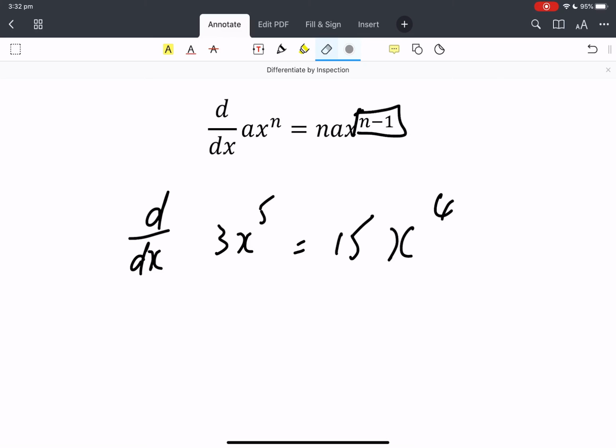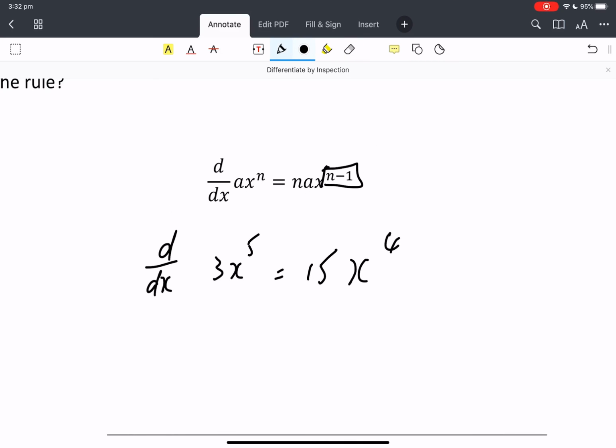Yes, it's a really easy pattern. It's a really easy rule. Go do some practice.